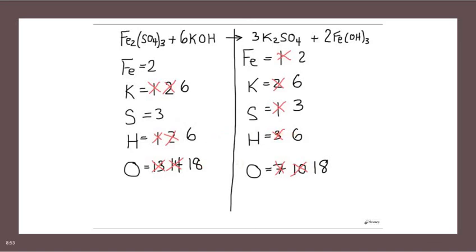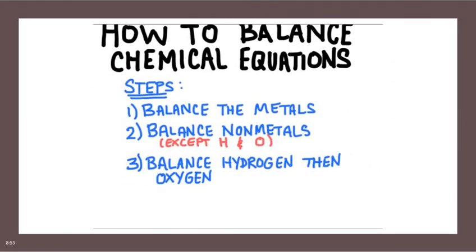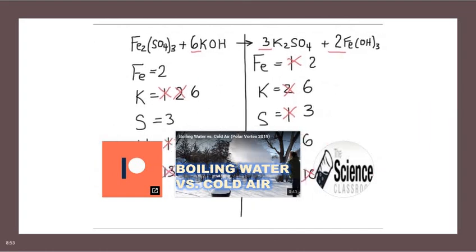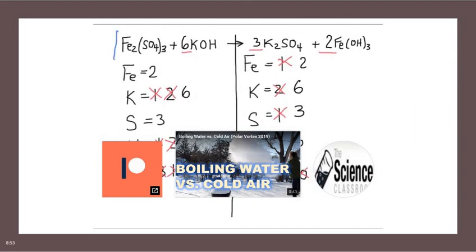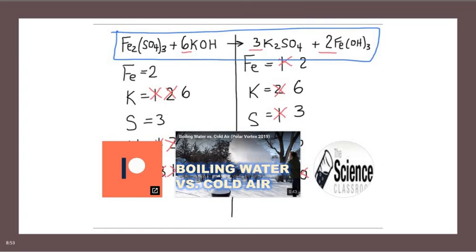This is our completed balanced chemical equation, so I just had to add a 6 there, a 3 there, and a 2 there. If you follow these steps, the beauty of these 3 steps is that generally, just like what happened here, the hydrogen and oxygen just simply balance themselves. That happens a lot of times when you follow these steps. And so this is our completed balanced chemical equation.